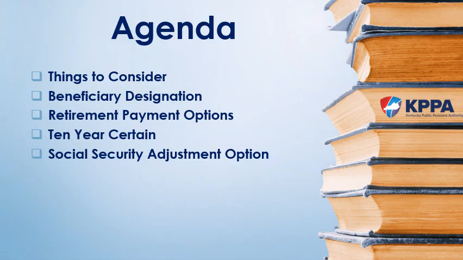During today's webinar, we will discuss some things you should consider when choosing your payment option at retirement. We will review beneficiary designation and define each retirement payment option, as well as explain a few payment options such as the 10-year certain and the Social Security adjustment options that our membership is less familiar with. We will be covering a lot of information today, but hope you find the information valuable and helps you make a more informed decision on your retirement payment options.